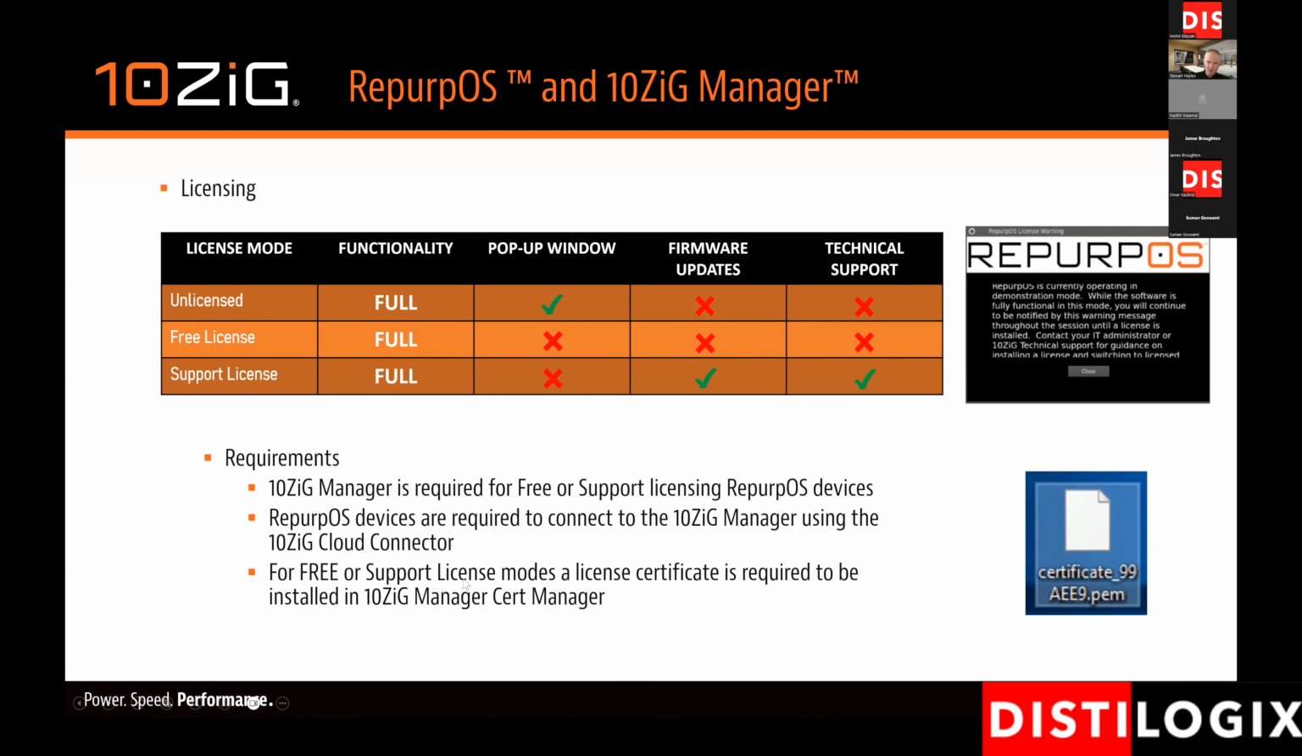So for free or support license modes, a license certificate is required to be installed in the 10Zig manager cert manager, which I'll show you in a moment. But if you do register for a free license, or you've ordered the full support license, you will receive a certificate license, basically, which will be imported into the manager to give you the number of seats that you've ordered.